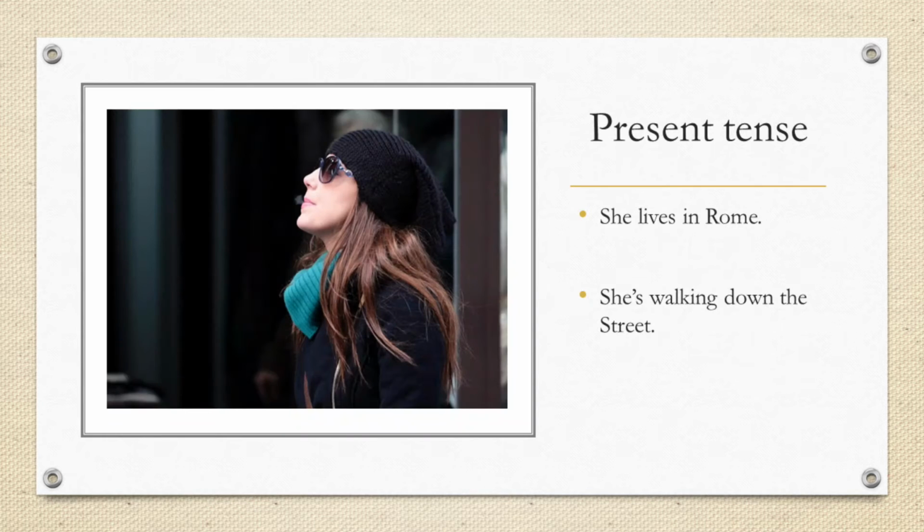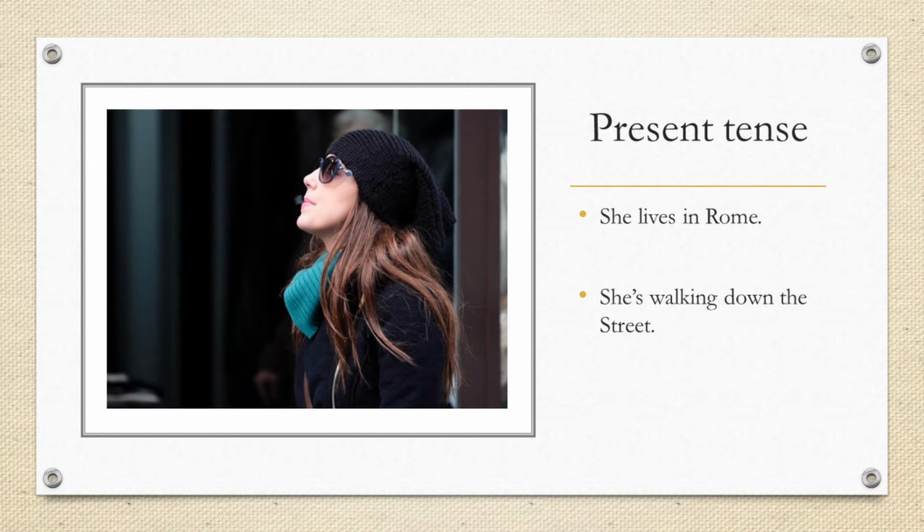This is another example of present tense. I can say she lives in Rome. This is also a complete or habitual situation. Whereas I can say she's walking down the street, and it means that she might still be walking down the street. So it's an incomplete situation that I still need to make sure that it ended or not.